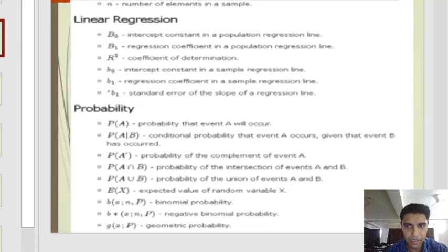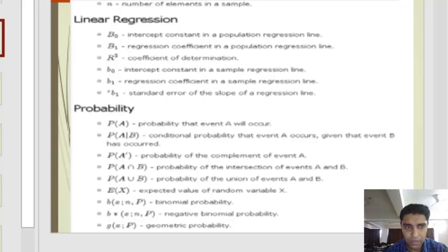Next statistical notation is linear regression. B0 is for intercept constant in a population regression line. B1 is regression coefficient in the population regression line. R squared is coefficient of determination. Small b0 is for intercept constant in a sample regression line. Small b1 is regression coefficient in a sample regression line. SE b1 is for standard error of the slope of a regression line. So these are the statistical notations.